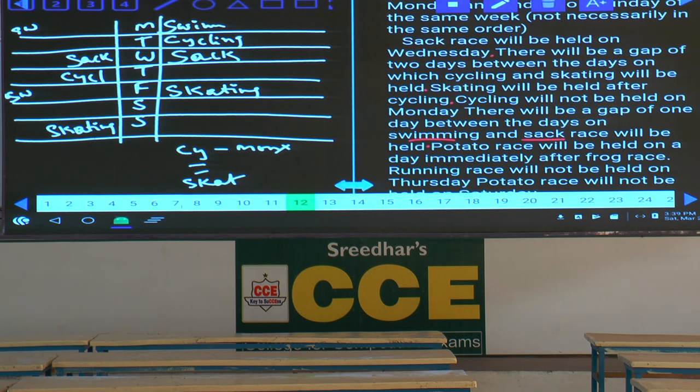Then, potato race will be held on a day immediately after frog race. Hence, in the first case, potato is here, immediately after frog race, frog at this place. And in this one, frog and potato can be Monday, Tuesday or Friday, Saturday. There are two possibilities in this one. Now I am talking about the second case, there are two possibilities. Frog and potato can be Friday or Saturday or can be on Monday or Tuesday.